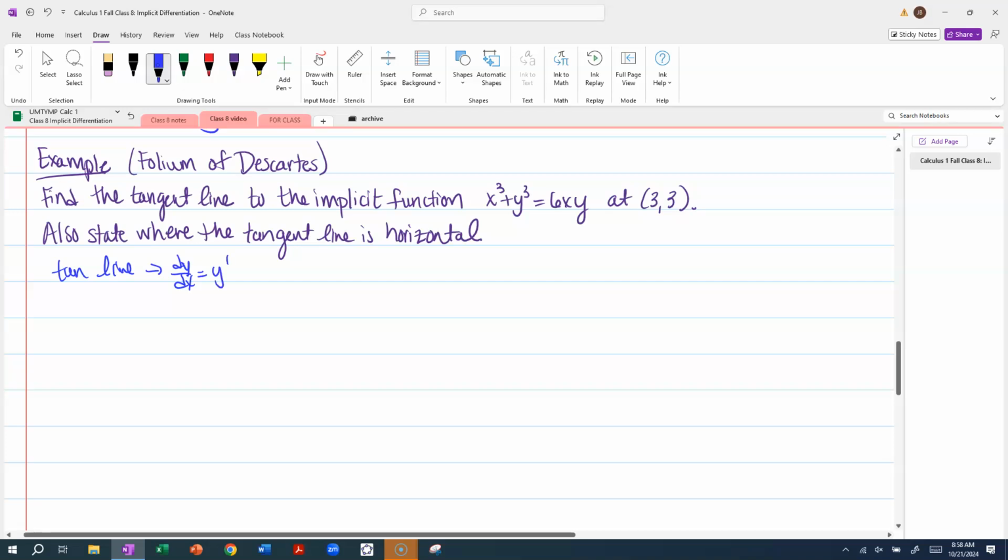prime. And so what I need to do is take this function, x cubed plus y cubed is equal to 6xy, and I need to apply the derivative with respect to x, and then I'll have to solve for dy dx. So if I do implicit differentiation here, the derivative of x cubed would be 3x squared. Similar for y cubed, but then remember, if I differentiate something that is not my independent variable, I need dy dx. And then on the right side, ooh, this is a product rule.